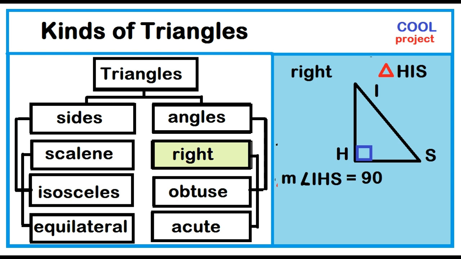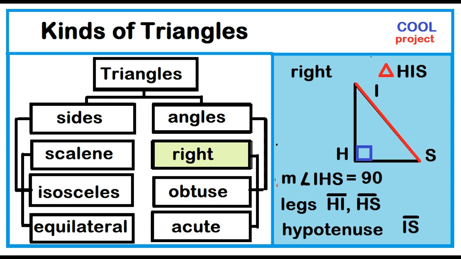The sides which are perpendicular to each other are called the legs of the right triangle. The legs are segment HI and segment HS. The side opposite the right angle is the hypotenuse. The hypotenuse is segment IS. This is the longest side of the right triangle.